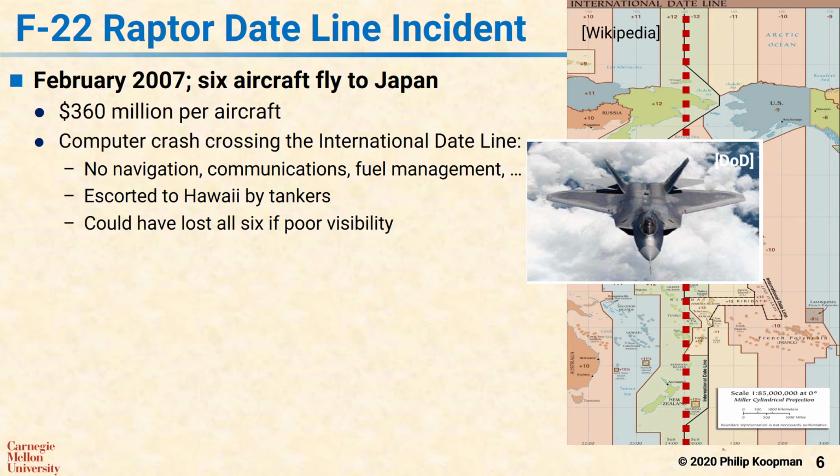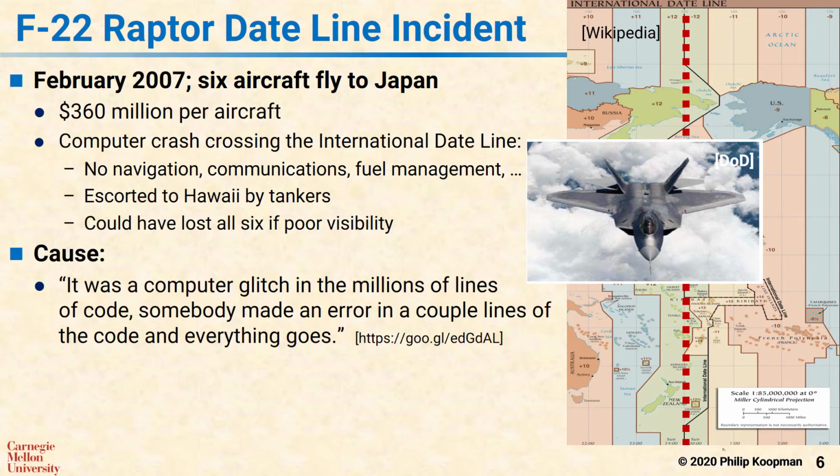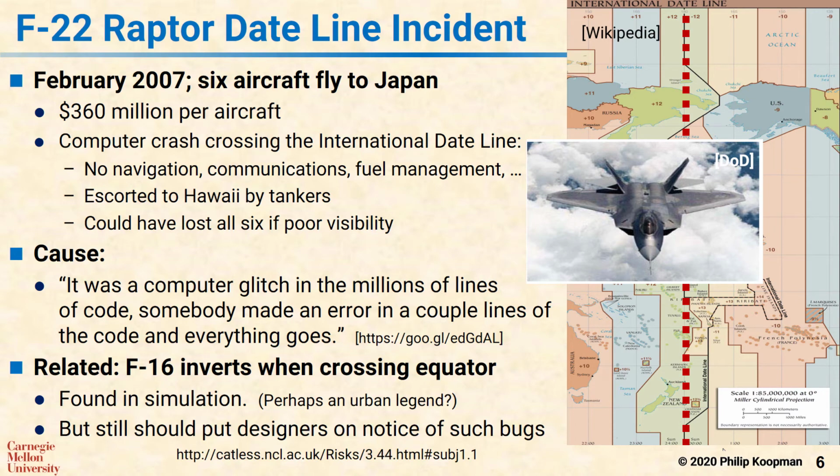The cause was said to be, quote, a computer glitch in the million lines of code. Somebody made an error in a couple lines of code and everything goes. Well, that's a pretty standard problem with embedded systems, which is why we worry about quality so much. Now, should they have found that in system testing? Well, it turns out there was a related kind of problem seen in the F-16 in earlier years. The F-16, originally, when it would cross the equator, it would flip upside down and fly inverted. That was said to be found in simulation.